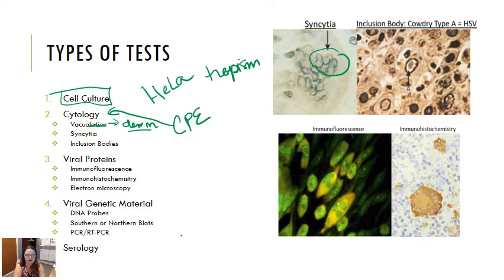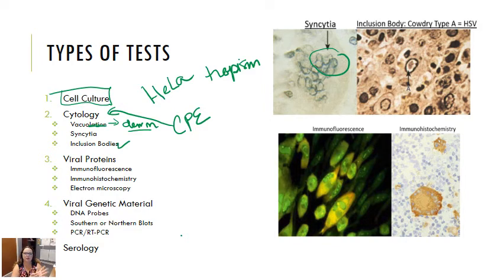Another thing you might see are inclusion bodies. These are histologic changes in the cells that are caused by viral components. So when you see an inclusion body, it's basically that there's too much viral components within the cell. They can be intranuclear or intracellular, like intracytoplasmic.